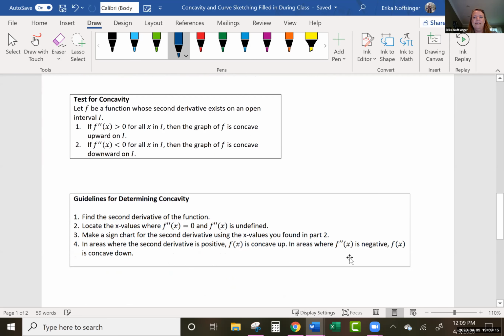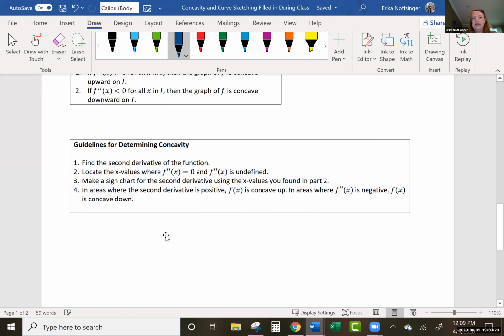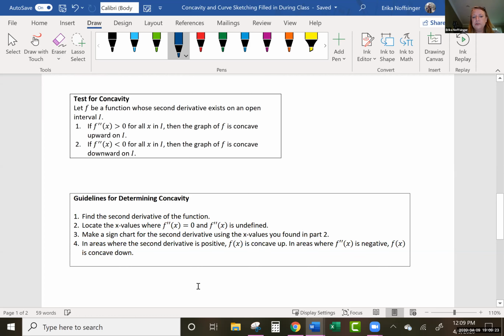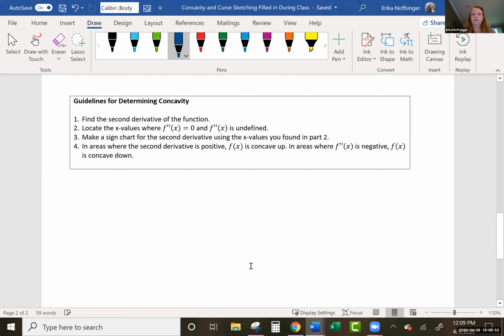And then the guidelines, which I kind of stated while we were doing this, to determine concavity. So you're going to find the second derivative of the function. Then you're going to find when the second derivative is equal to 0 and undefined. They say make a sign chart. That's where I was doing our number line. And then you're going to determine, is it positive or negative? Choose values on each side of our critical or inflection point, critical numbers, and plug it into the derivative.